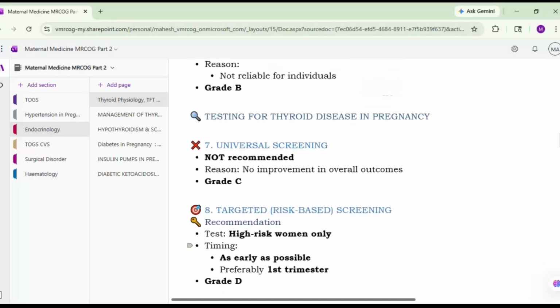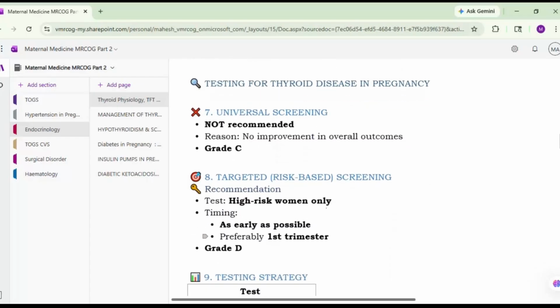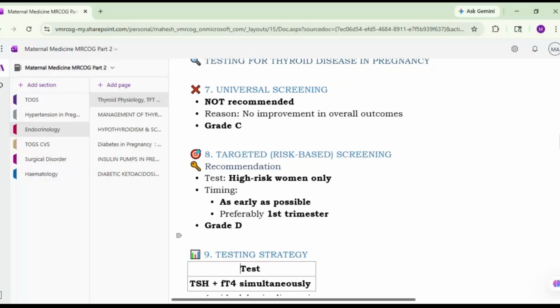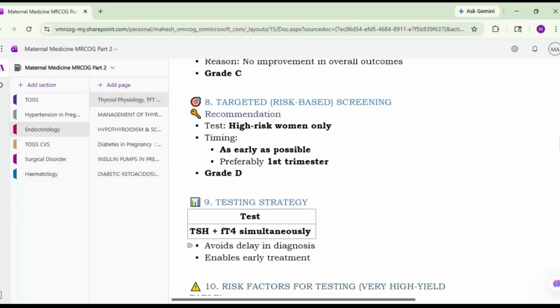Now coming to the testing for thyroid disease in pregnancy, should there be universal screening? Universal screening is not recommended because there is no improvement in overall outcomes if you screen for all. So what is indicated is targeted screening. Which population do we have to test? Only high-risk women will be tested.